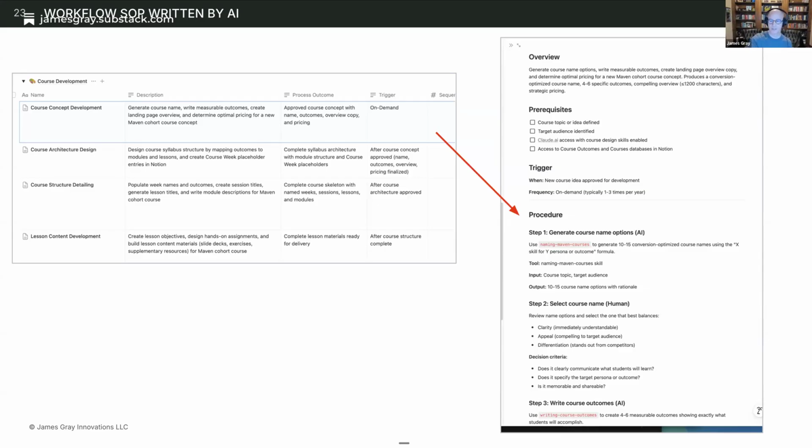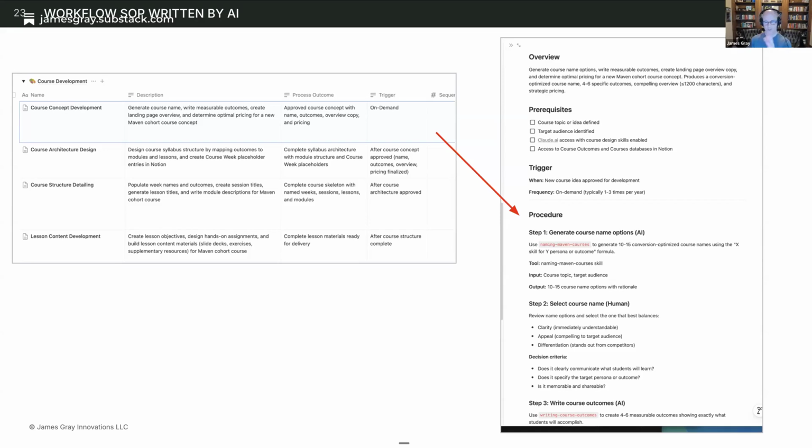You'll see step 1 is the AI task. It's helping me generate some course name options. Step 2, as a human, I need to select this thing, right? So when you write or you have your AI write, be holistic, because your workflows are going to have places where you interact with the workflow.